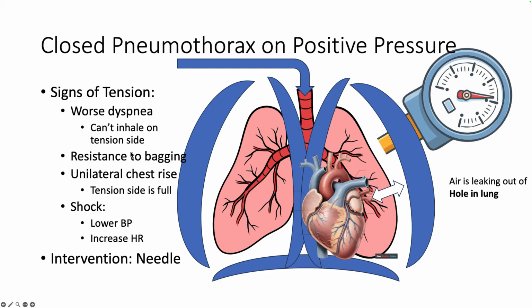So again, what are our signs of tension? Worst dyspnea, because you can't inhale on that tension side. It has positive pressure. You can't generate negative pressure to breathe in. If we're bagging the patient, it's going to be harder to bag because that side of the chest is full. If we look at the chest, we have the patient's chest bare, you'll see unilateral chest rise because the tension side is full. It'll be hyperinflated, and the other side is going to be the only side that's moving, and the patient's going to be in shock. They're going to have lowering BP and increasing heart rate.